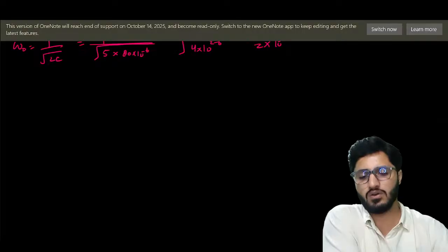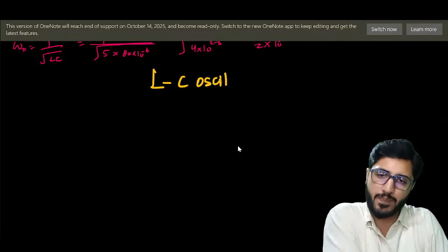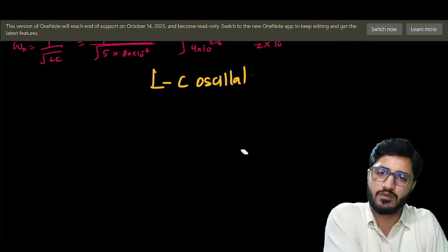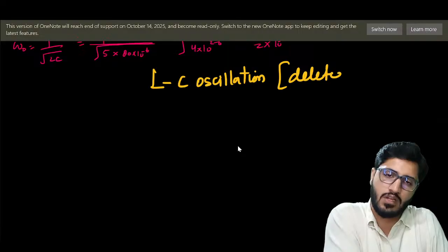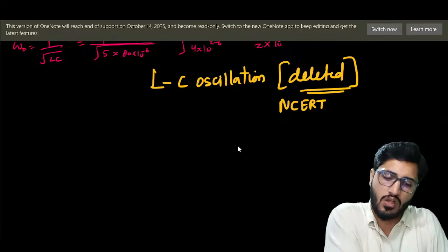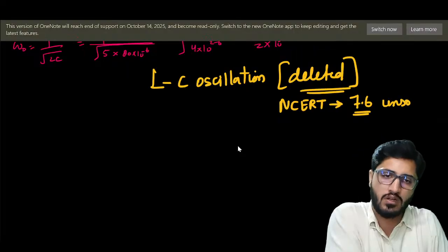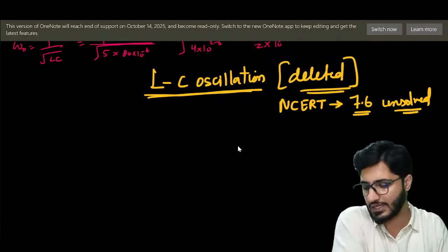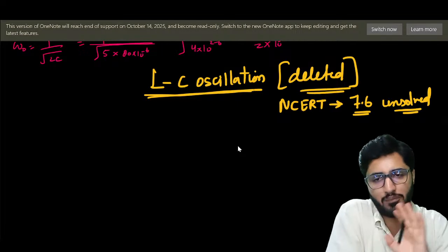Done. Now, last topic, LC oscillation. LC oscillation is deleted from the syllabus. But if you open your NCERT, you will find 7.7 unsolved numericals, and 7.6 is based on LC oscillations. So we don't need to take any risk. We will complete the LC oscillation.